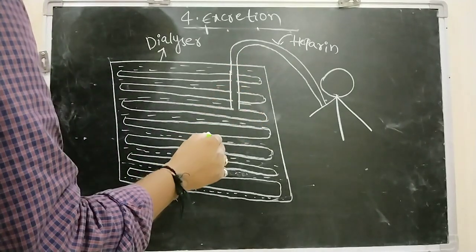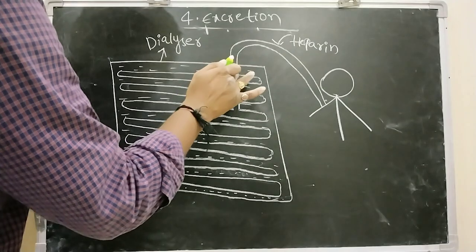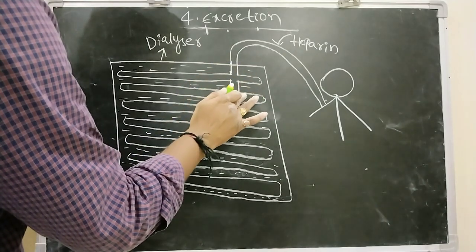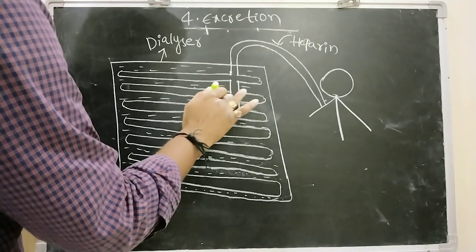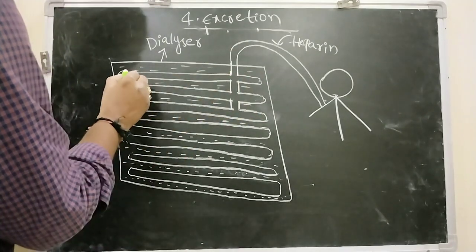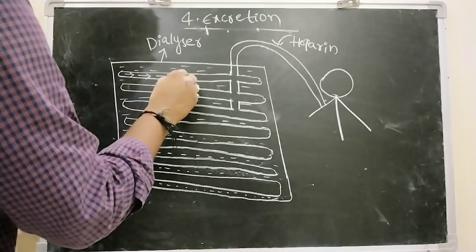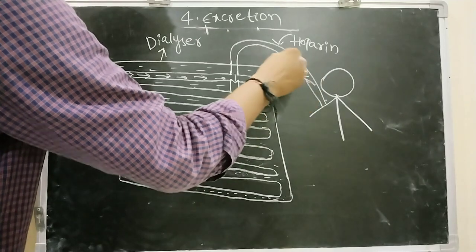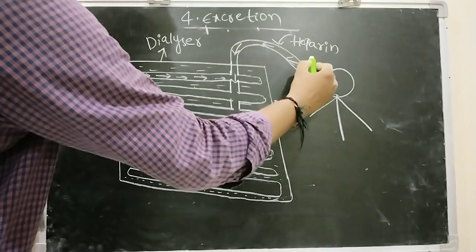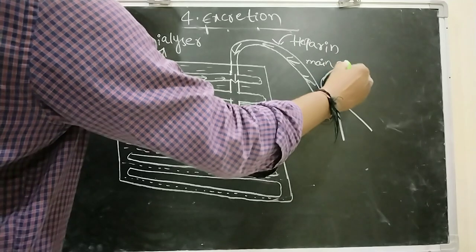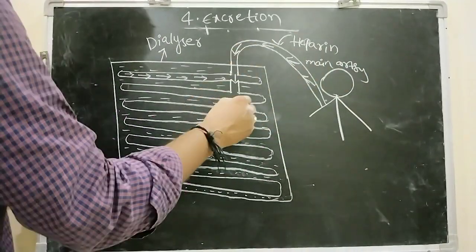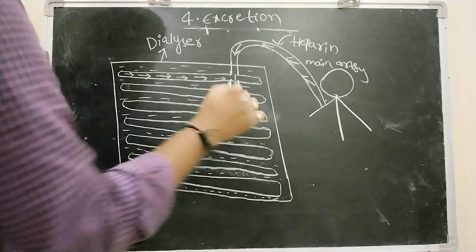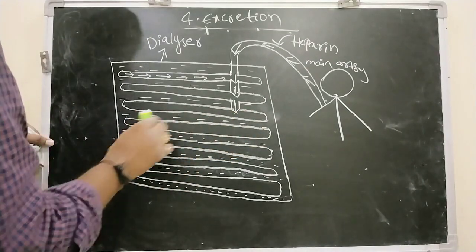So to avoid confusion, we will mention here an arrow mark. Wherever the arrow mark is there, it contains blood. So this is the blood which is collected from the main artery and pumped into a machine called dialyzer.